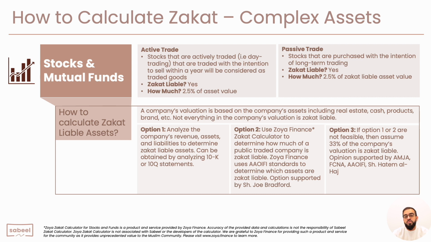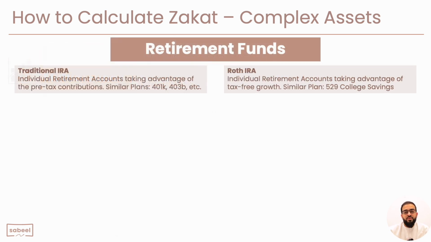The next one is ESPPs, which stands for Employee Stock Purchase Plan. Typically, your employer will give you a discount for buying the company stocks that you purchase. If the stocks are bought with the intention of selling them immediately, and the stocks purchased are within a year, then they would be treated as actively traded stocks. But if the stocks are purchased with the intention of keeping them long term, then they would be treated as passively traded stocks.